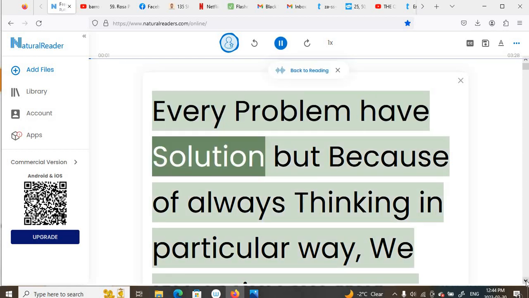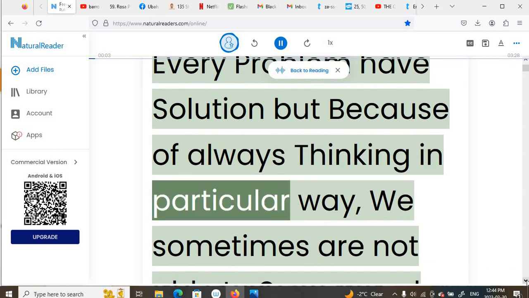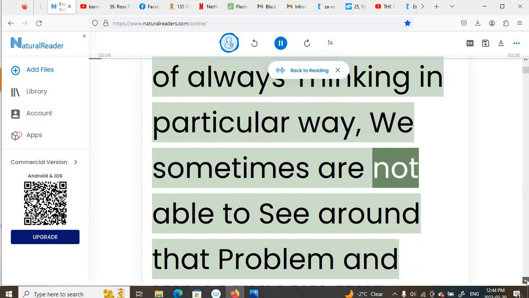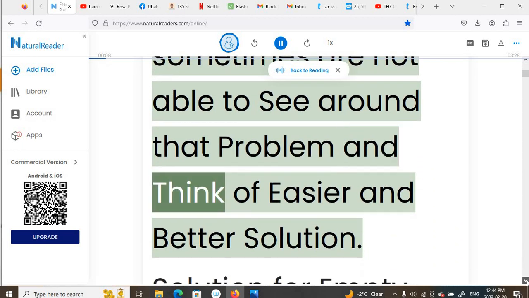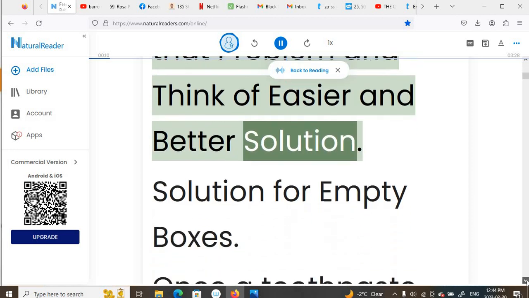Every problem has a solution, but because of always thinking in a particular way, we sometimes are not able to see around that problem and think of an easier and better solution.